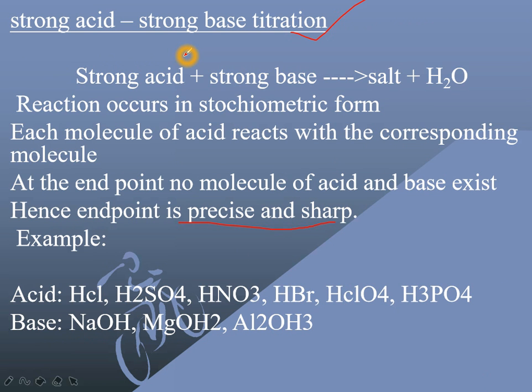First, strong acid, strong base titration. Here the strong acid plus strong base gives salt plus water. Examples of strong acids are hydrochloric acid, sulfuric acid, nitric acid, etc. Examples of strong bases are sodium hydroxide, magnesium hydroxide, etc., which react together to give a salt plus water. The reaction occurs in a stoichiometric form. Each molecule of acid reacts with the corresponding molecule of base. At the end point, no molecules of acid or base remain, and hence the end point is precise and sharp.